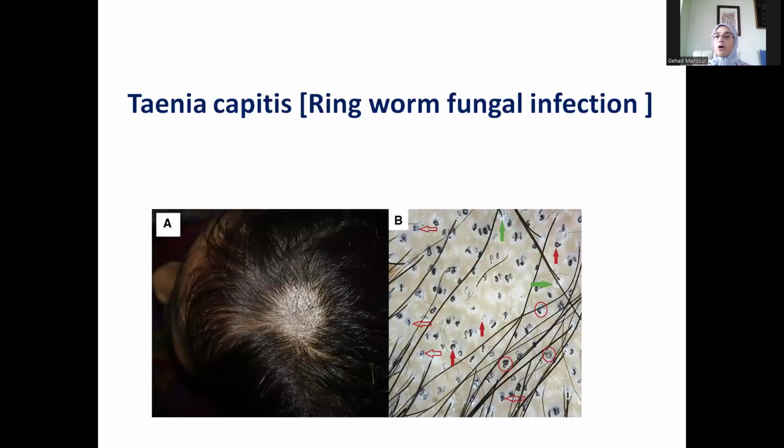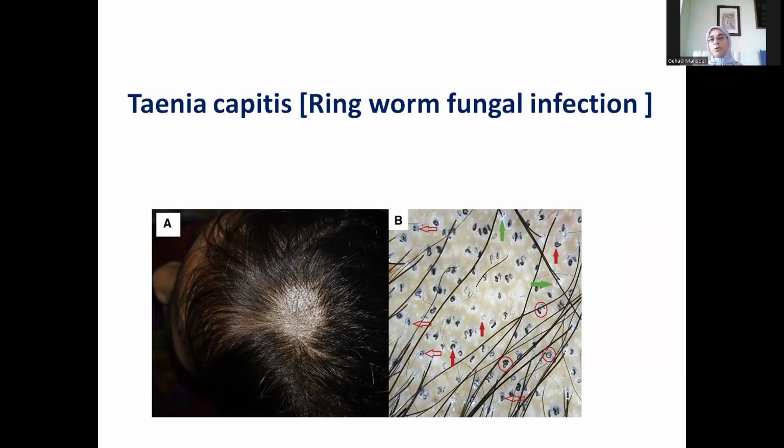And now we're going to talk about the diseases that are related to the hair. As I told you last time, you will have a clinical case study. For example, if you have a case of Taenia capitis or ringworm infection, and I would tell you that a patient comes to the clinic complaining of a localized hair loss, explain how through the history, through the examination, and through the investigations, you can diagnose the disease.